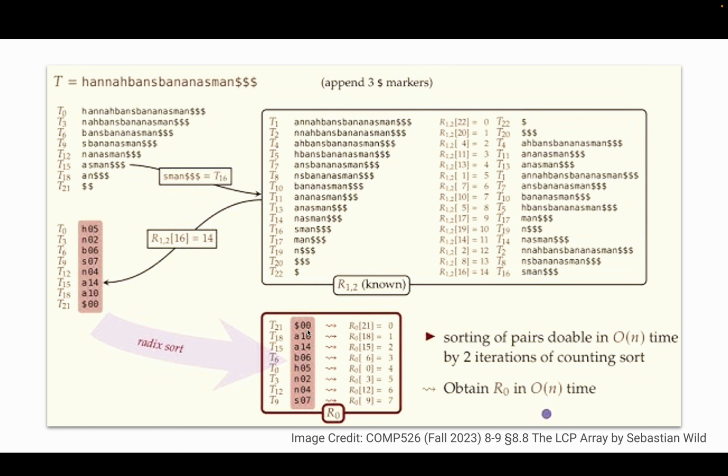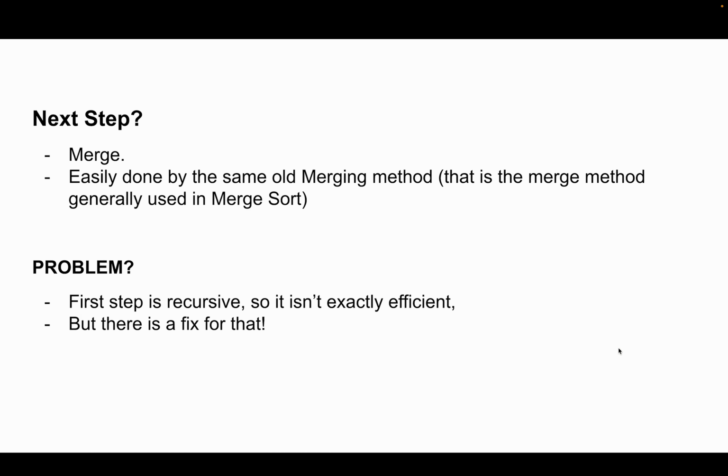Now the next part is like T21. So we have all the different things we've found out. Now we have to sort out this specific part of this question. So T21 comes at the start, which is 00. Then T18 comes after that, which is A10. T15 comes after that, which is A14. So these are also lexicographically sorted, so this can be done in O of n time.